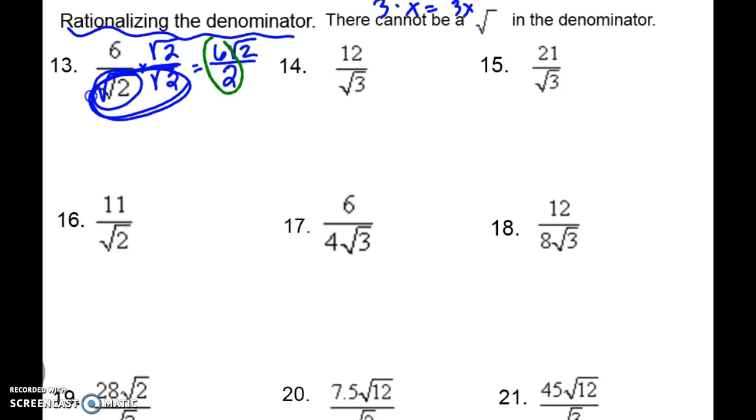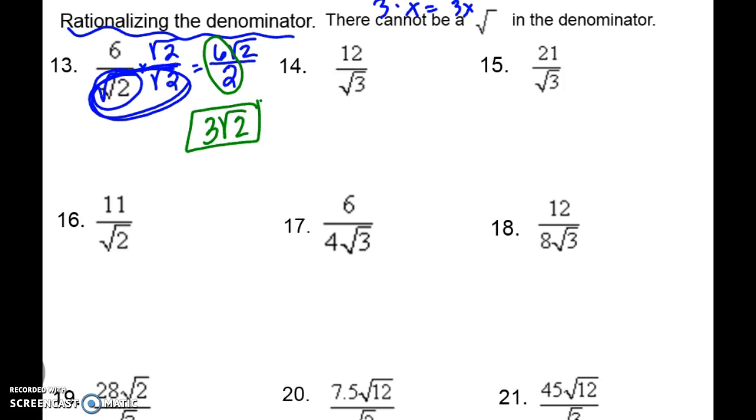6 and 2 are both outside of the house. How many times does 2 go into 6? 3. So my answer here is 3 square roots of 2. Okay? I'd like for you to try number 14 and 15. I know I just did.